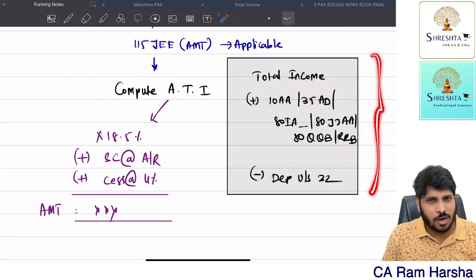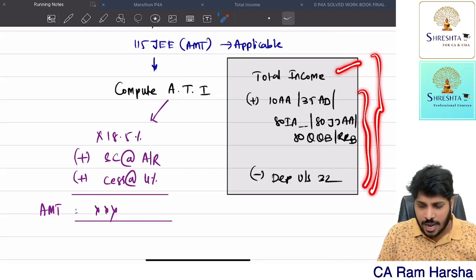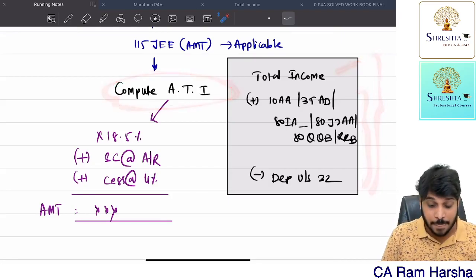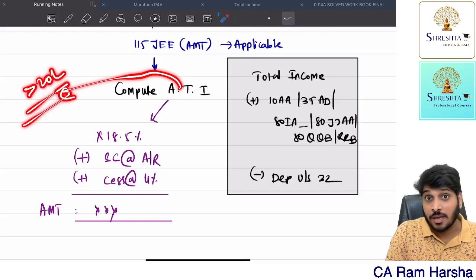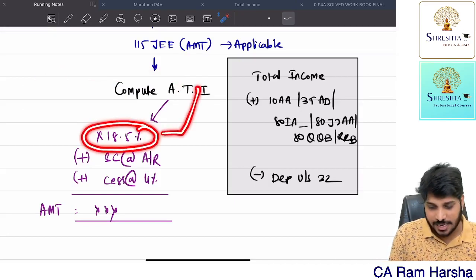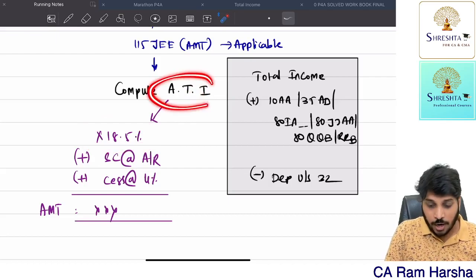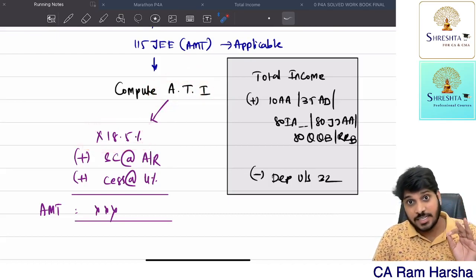Very simple. Remember this format. Don't do so much interpretation. Whatever total income is there, add back this, and you will have adjusted total income. Suppose this adjusted total income is more than 20 lakh rupees, more than how much? 20 lakh rupees. Then apply a flat 18.5% tax rate on this adjusted total income.